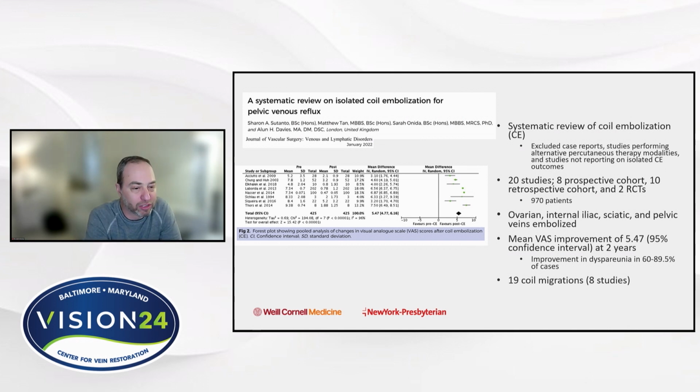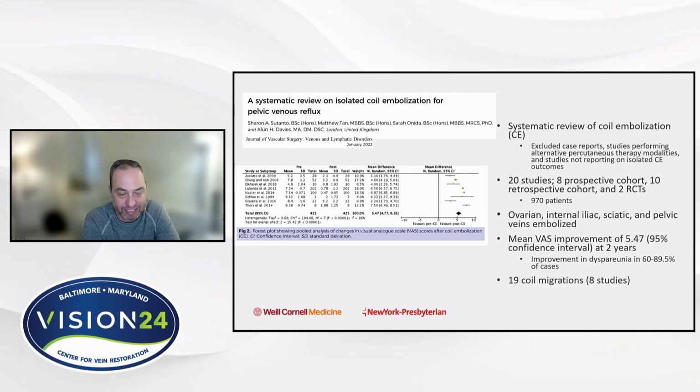Here's a more recent data set that just came out recently, about 2 years ago. This came out of Europe, systematic review, similar to these other 2, looking at coil embolization, again, for pelvic reflux disease out of Europe, 20 studies again, 970 patients. They did look at a combination of ovarian, internal iliac, sciatic, and pelvic vein embolization. So 4 vessel embolization was possible in this data set, as opposed to, let's say, 2 or 1 vessel embolization. So they were very complete. They did have really positive outcomes.